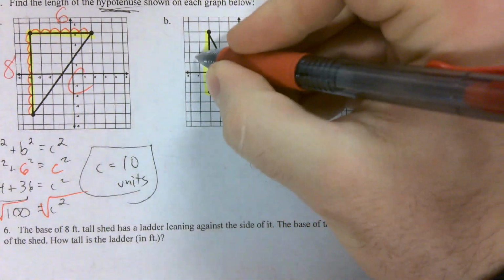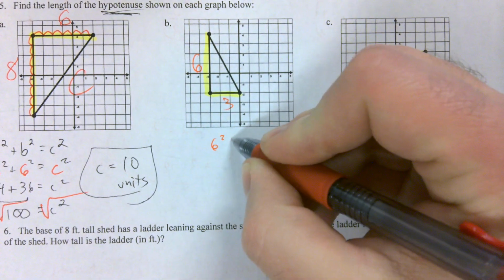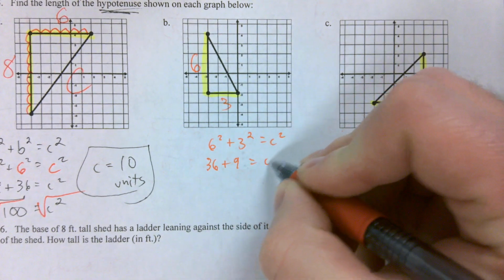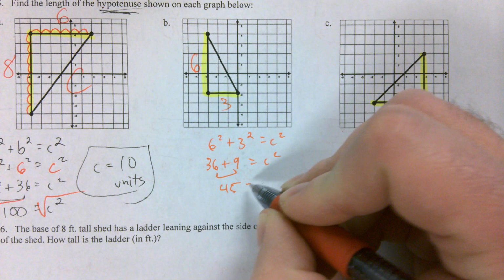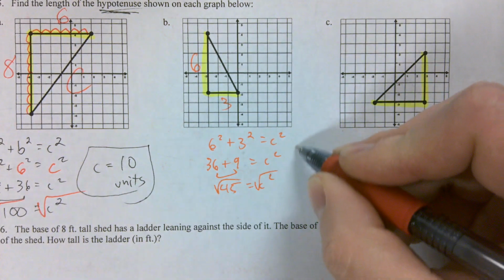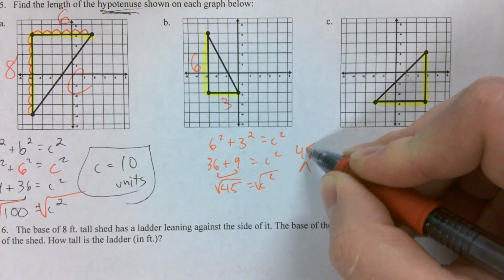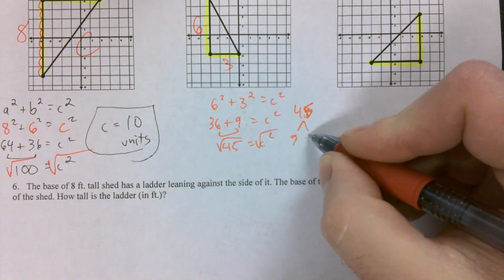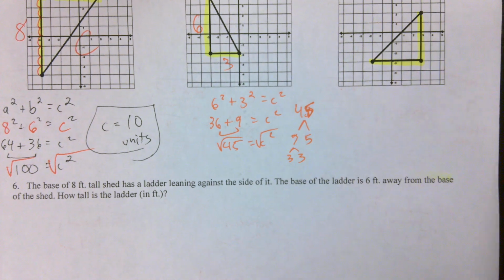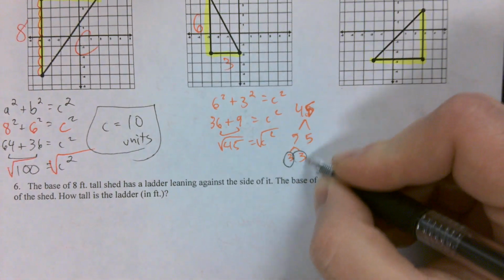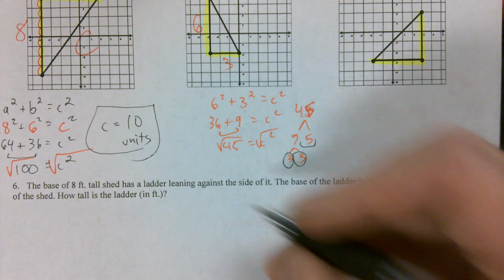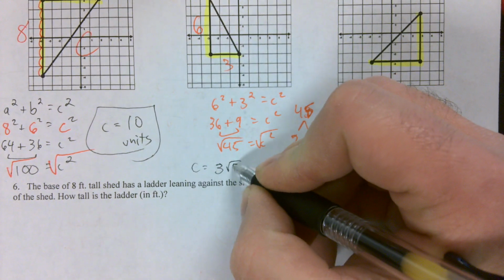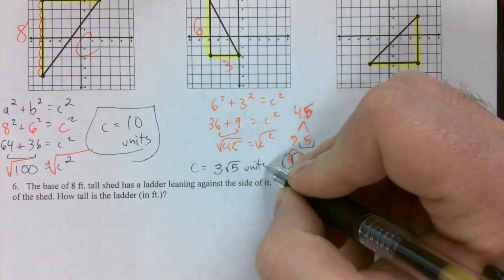B, one of my legs is 6. One is 3. 6 squared plus 3 squared equals C squared. 36 plus 9 equals C squared. 45 equals C squared. How can I break down 45? What two numbers multiply to give me 45? 9 times 5. 9 is 3 times 3. I got a pair of 3s, a 5 left over. C is equal to 3 root 5 units.